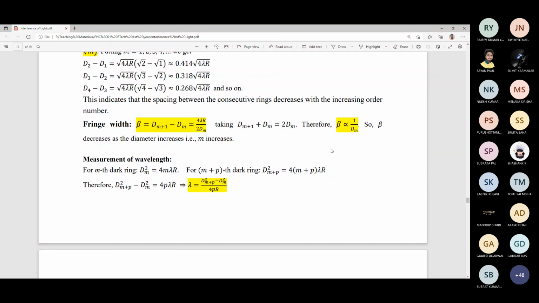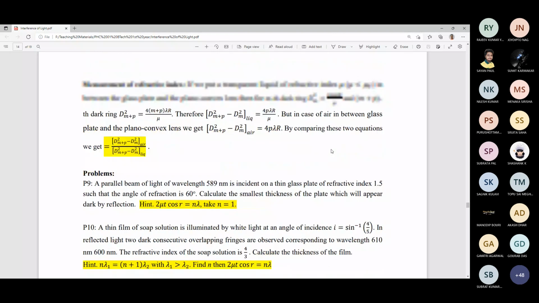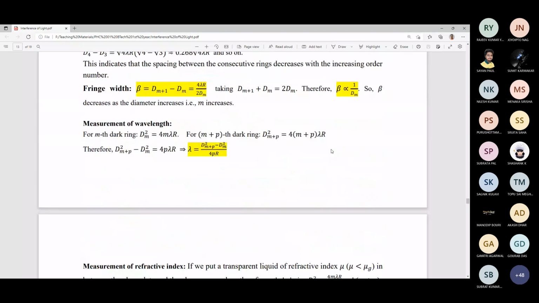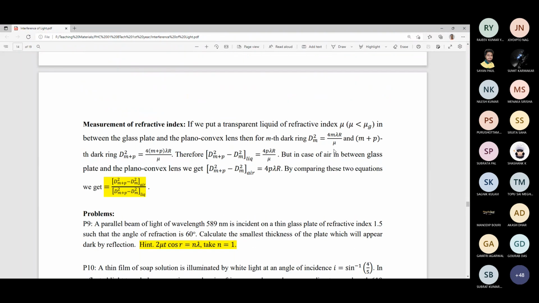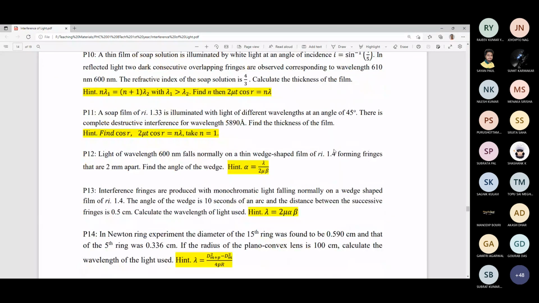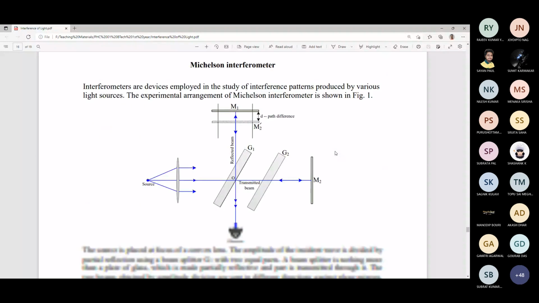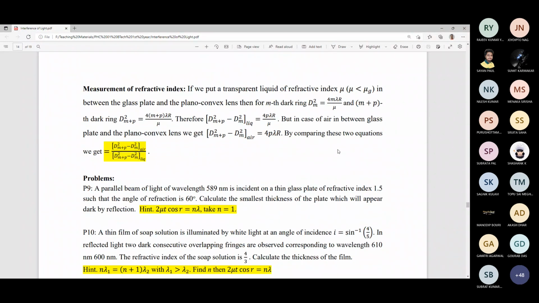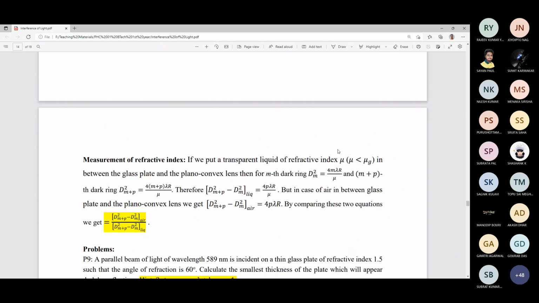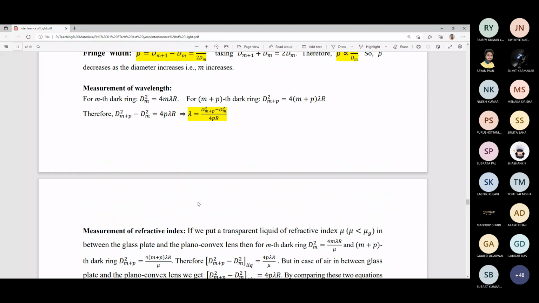Now applications of Newton's ring. Okay, there are problems and applications that we will discuss later on. I will stop it here, right? I have another assignment, so I will stop. In the next class, I will discuss the application of this. Point is clear?